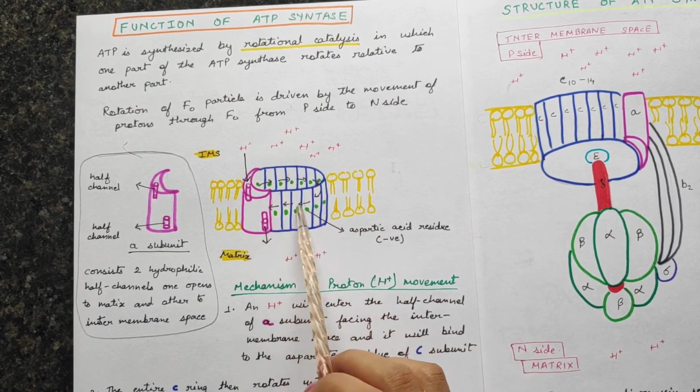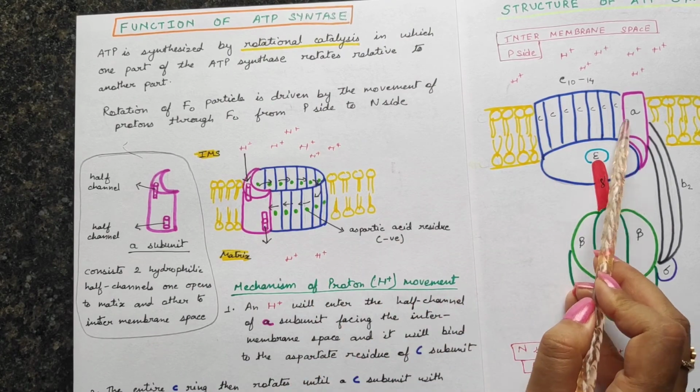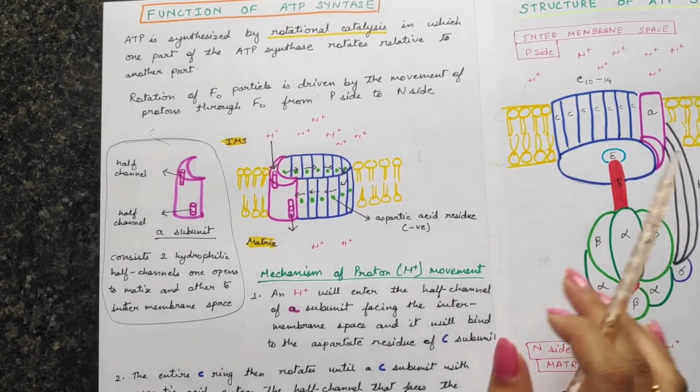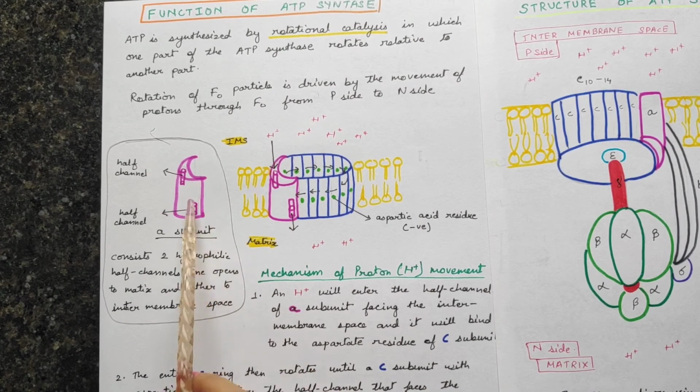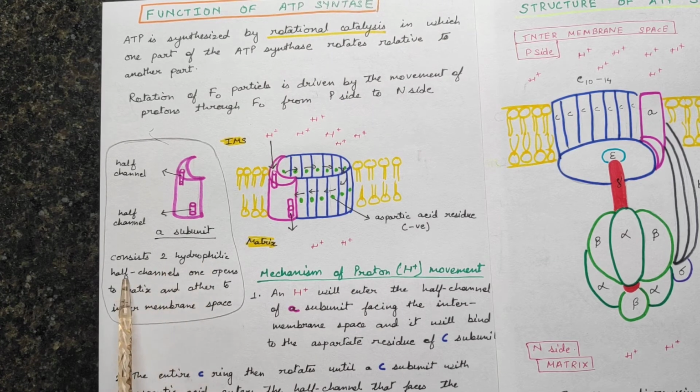Now this particular part has mainly the A subunit and the C subunit. First we'll talk about the A subunit. The A subunit, as I told you, is a proton channel. It consists of two hydrophilic half channels. One opens to the matrix and the other to the intermembrane space.